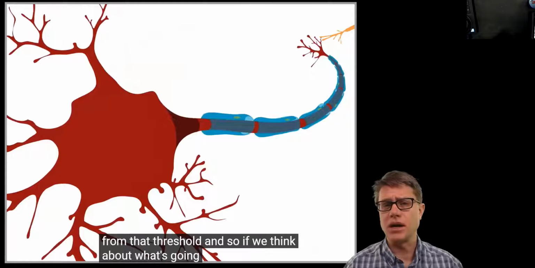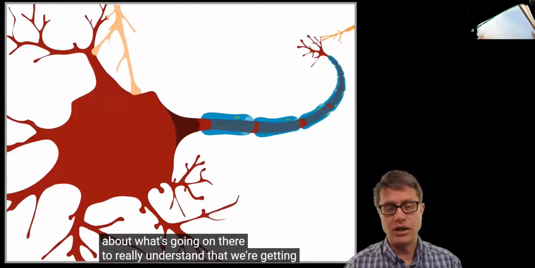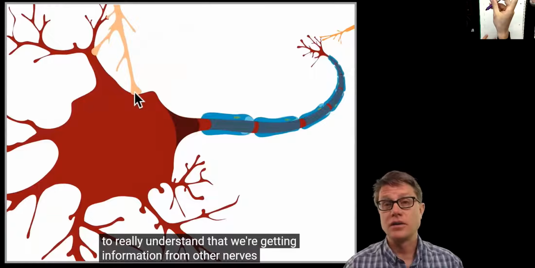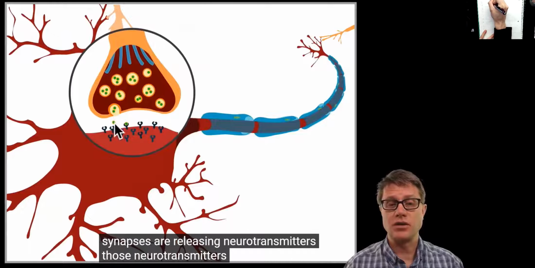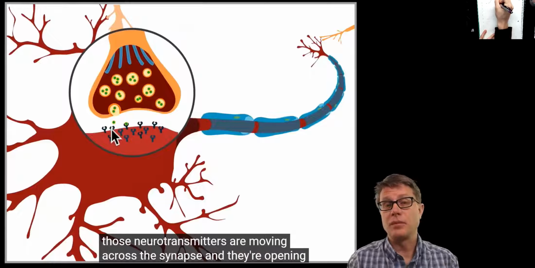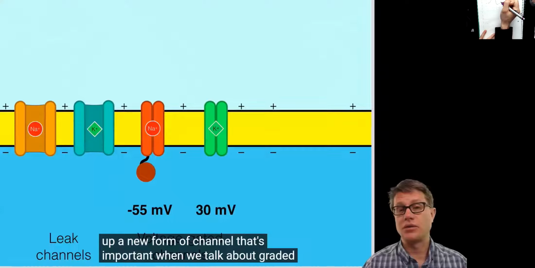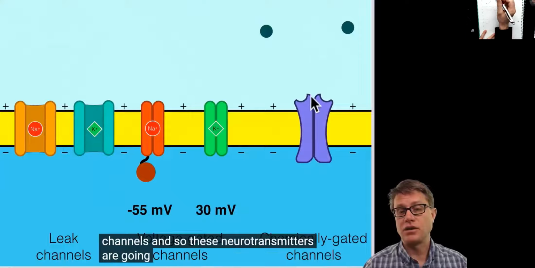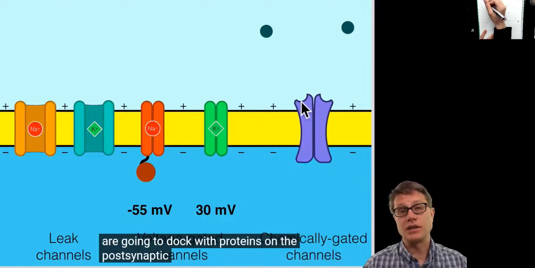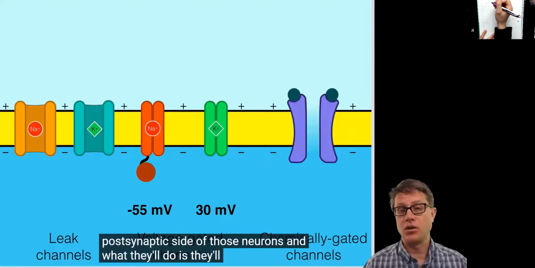And so if we think about what's going on there, to really understand that, we're getting information from other nerves. There are synapses here, and those synapses are releasing neurotransmitters. Those neurotransmitters are moving across the synapse, and they're opening up a new form of channel that's important when we talk about graded potentials. Those are chemically gated channels. And so these neurotransmitters are going to dock with proteins on the postsynaptic side of those neurons, and what they'll do is they'll open it up.